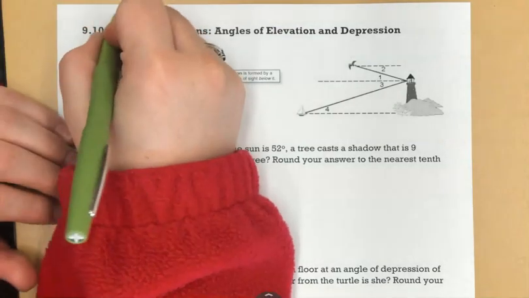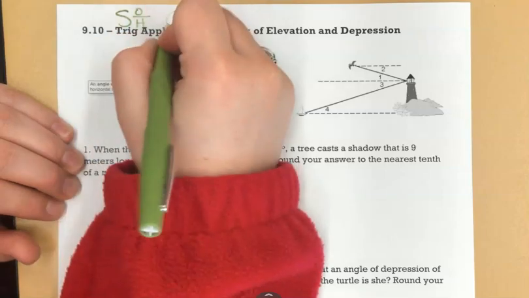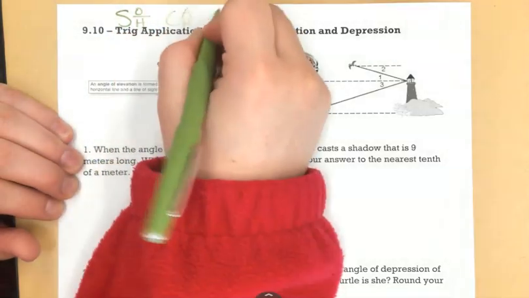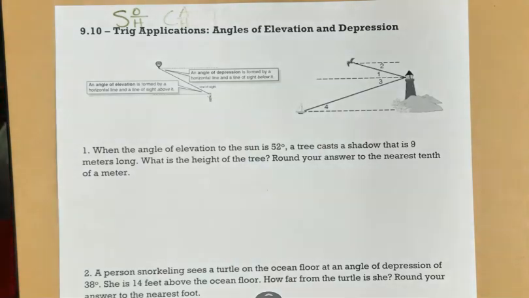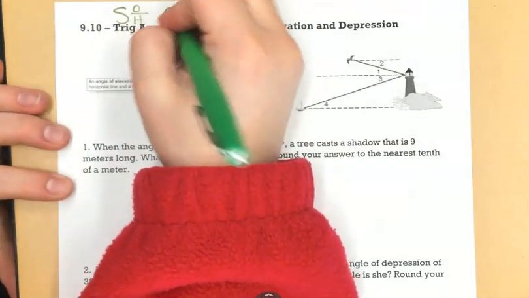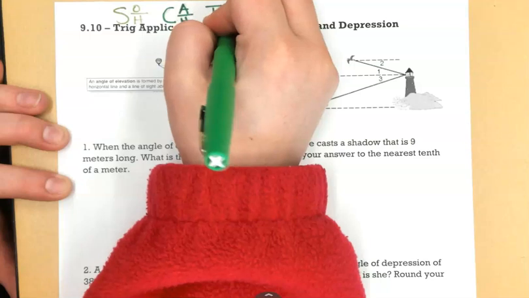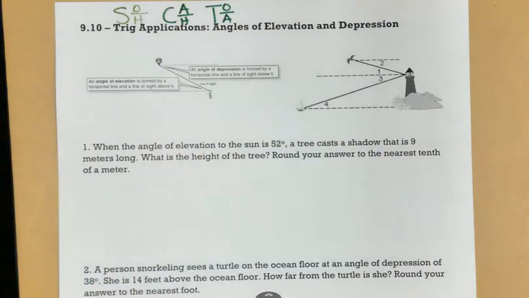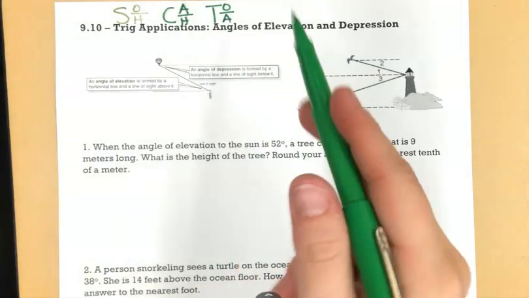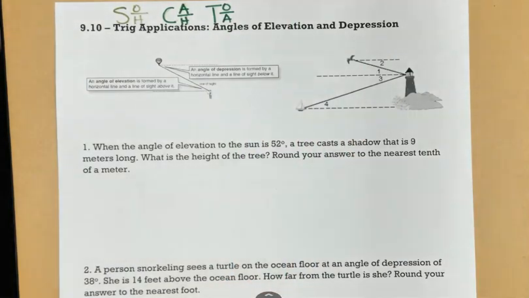So if you need a little reminder at the top for your SOHCAHTOA, and it looks like I'm going to need a new writing utensil. There we go, SOHCAHTOA for our sine, cosine, and tangent. So with these, we're going to have to draw a picture to help us determine which of those ratios we're going to use to solve the problem.